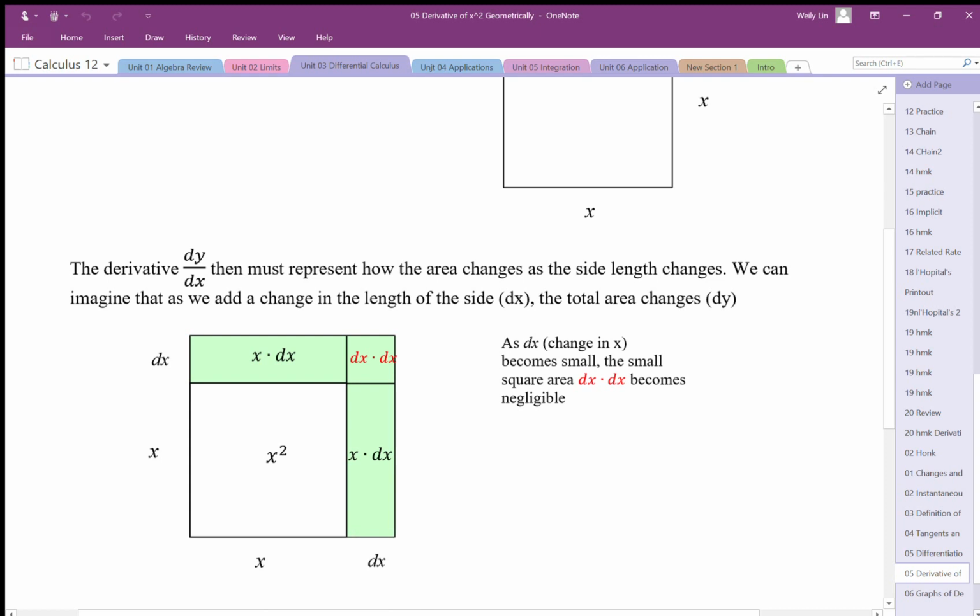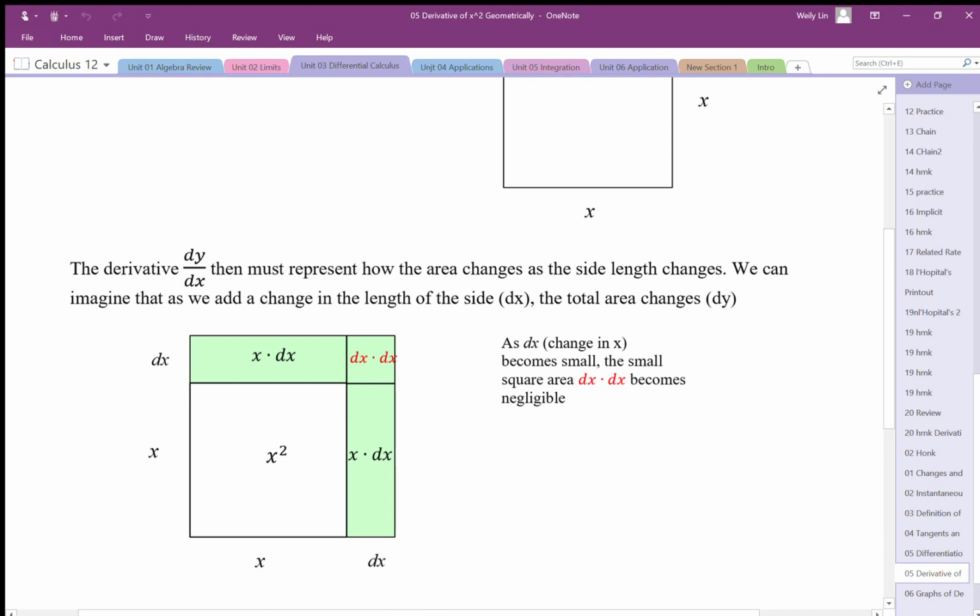And dy by dx then is, what is the change in area as we change those x's? Well, the green represents the change in the area. So what is the change in the area? If you take a look at it, we have these three pieces of area that represent the change. This area is going to be represented by x, so the length here is x, times this little bit of width dx. And this bit of area is the same. It's going to be a length x this way and a width a little bit dx this way. And then we also have this little dx times dx.